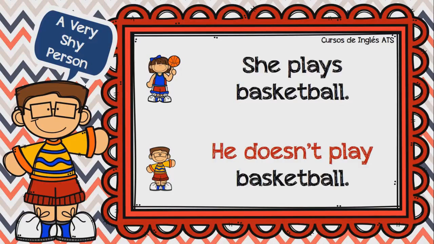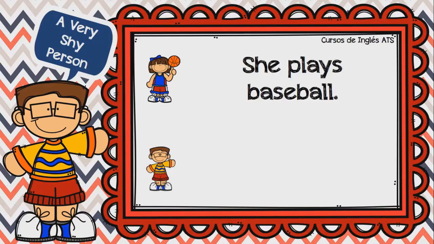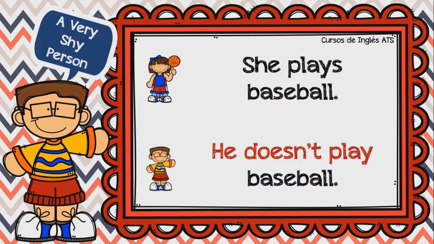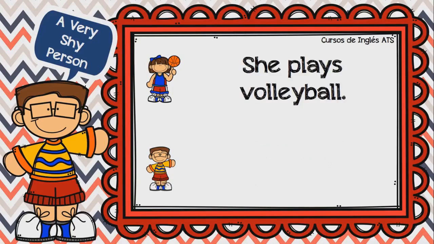Make a negative sentence. Go ahead. He doesn't play basketball. Very good. She plays baseball. Okay, the same thing. La misma cosa. Use this sentence to describe Sheldon using a negative sentence. He doesn't play baseball. Very good. She plays volleyball. Use this sentence to describe Sheldon.